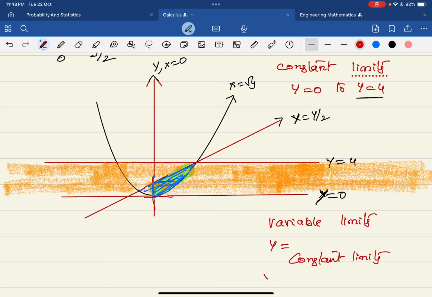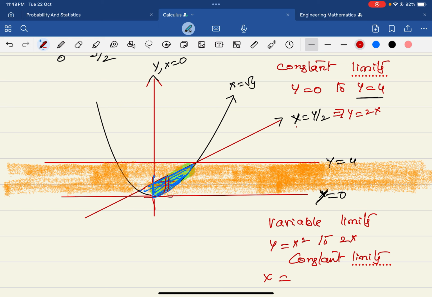Constant limits are x limits. So y limits are the variable limits, meaning from bottom to top. You have to write from y in terms of x. When you go from bottom to top in this region, you are going from the parabola to the straight line. What is the parabola? y is equal to x square is the parabola. And the straight line is y is equal to, when I write x equal to y by 2, I want to write y, so y is equal to 2x. So to the straight line 2x.